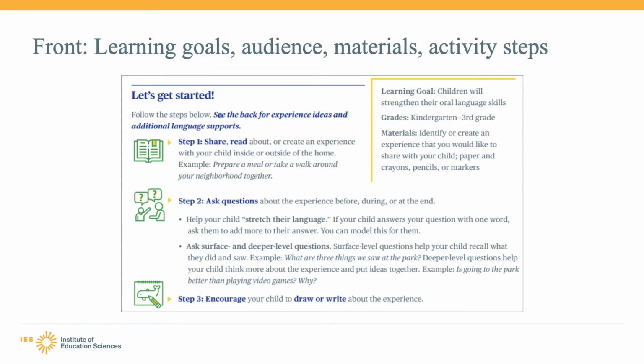At the bottom half of each FCA on the first page, you'll find the learning goal, the targeted audience, which is adaptable, and the materials you'll need, which in this case is a shared experience along with some crayons or something to write with. Then you'll find step-by-step guidance to move toward the learning goal. In this one, you'll see the steps are share, read, or create an experience, ask questions to stretch language, and draw or write to reflect on the experience.